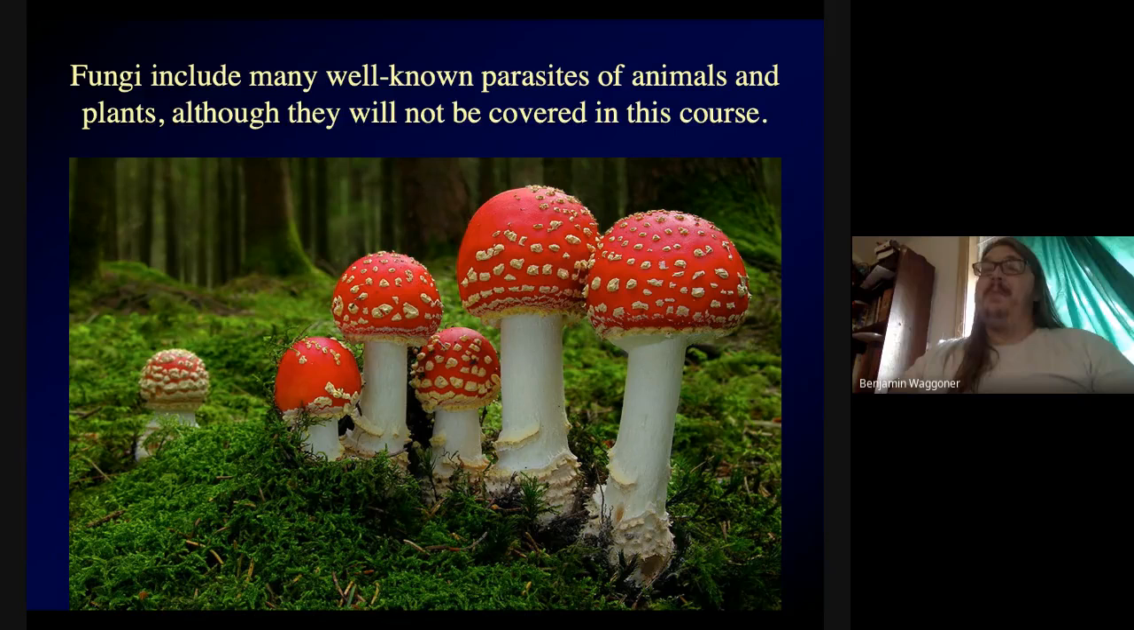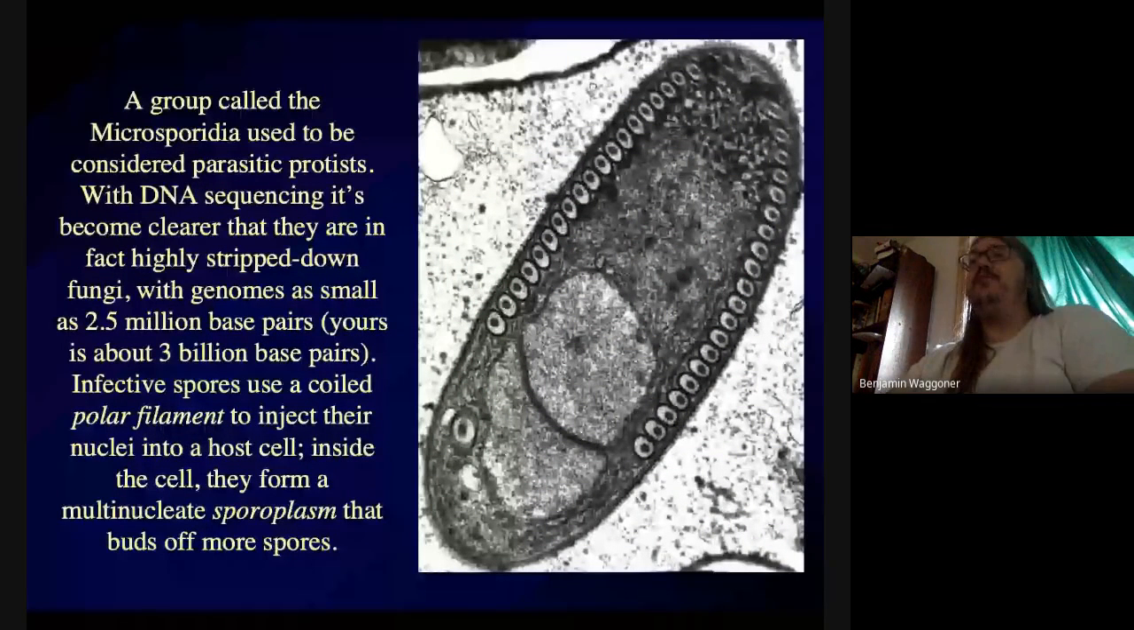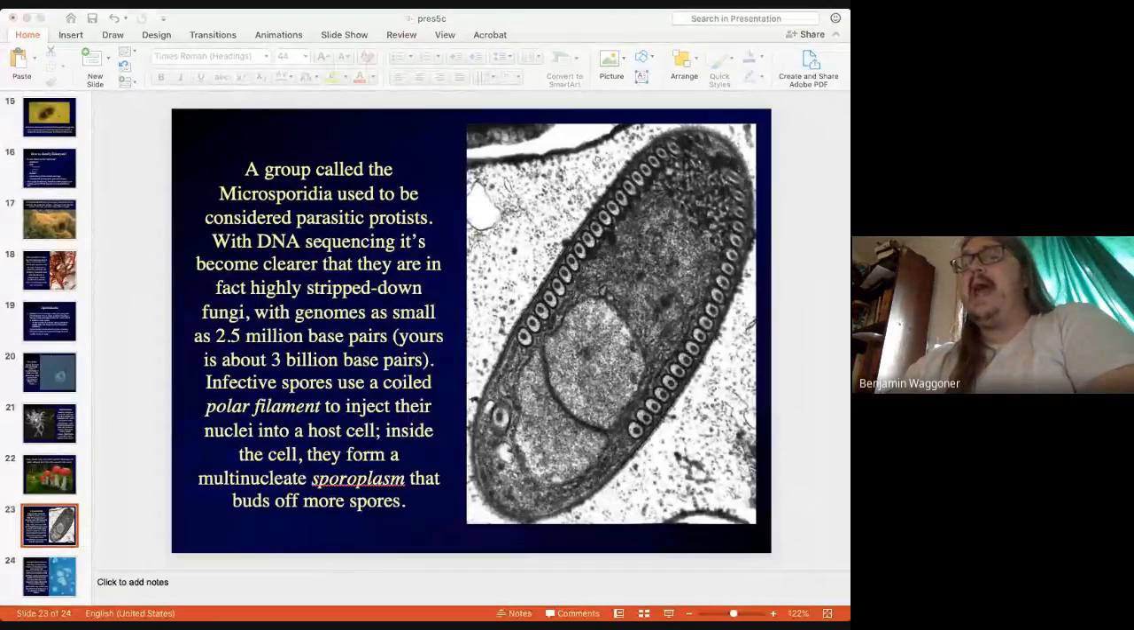This is animal parasitology, and the fungi not being animals, we're going to leave those out. Except there is one group, it's called the Microsporidia, that used to be considered protists, and you'll still find them.